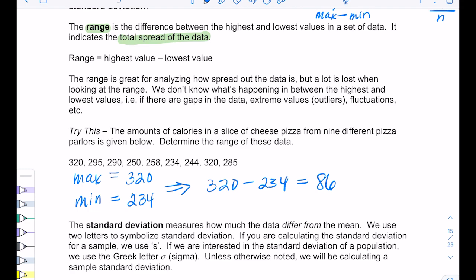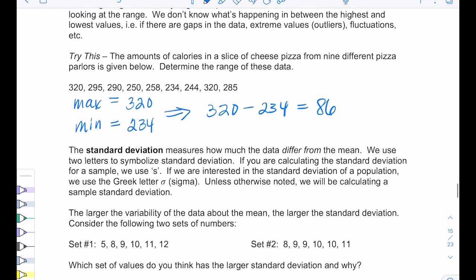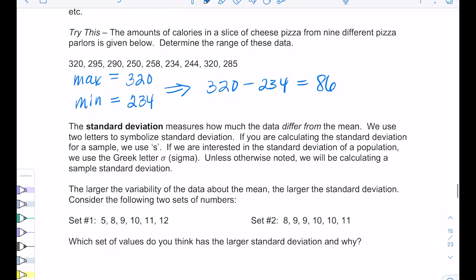But how do those values vary according to the mean? So we want to look at the standard deviation, and that measures how much data differ from the mean. So I like to think of standard deviation as, on average, a number's distance from the mean.